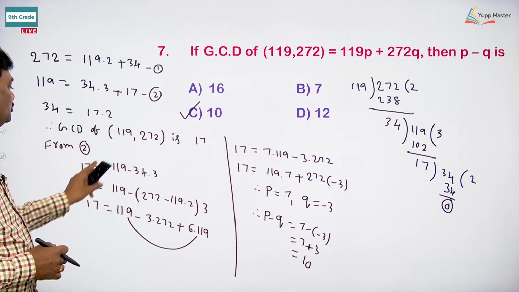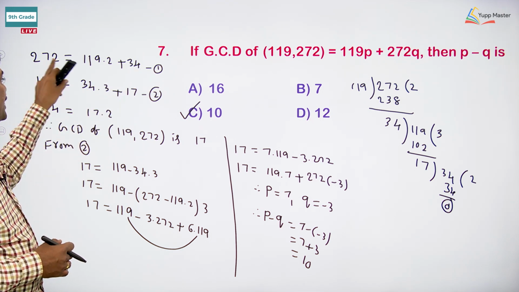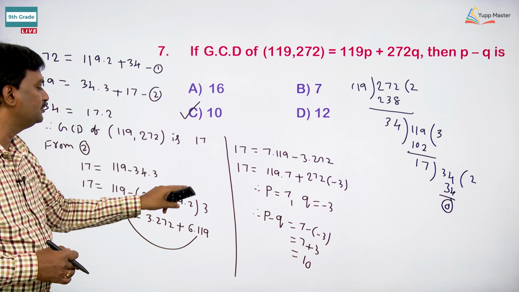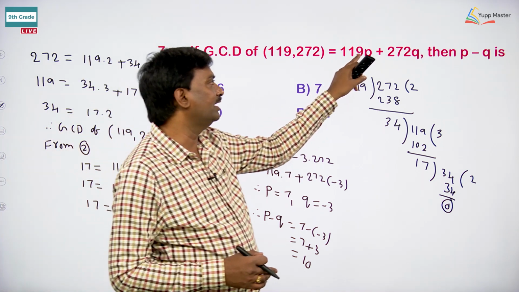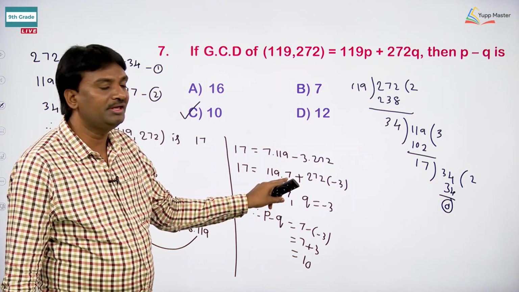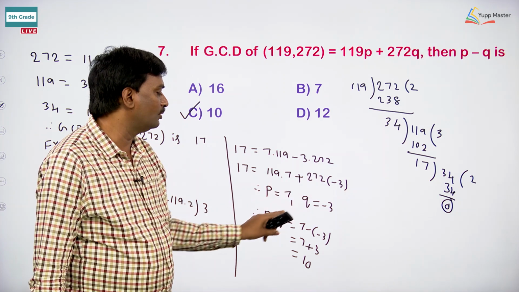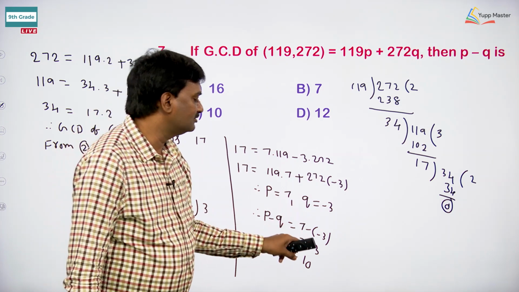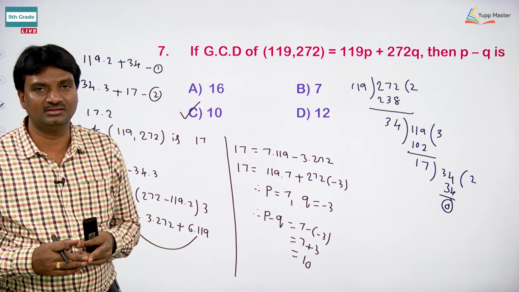So from equation 2, 17 can be written like this, and from equation 1, in place of 34 write 272 minus 119 into 2, into 3. Simplify this, and you will get it in the form 119 into P plus 272 into Q. P equal to 7, Q equal to minus 3. Therefore P minus Q equal to 7 minus of minus 3, that is 10. So option C is the correct option for the given problem.